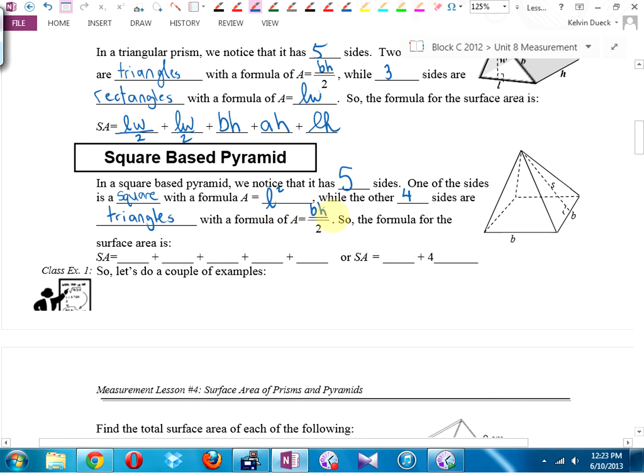So this particular shape here, using the letters that they gave you here, what's the surface area? What's the surface area of the floor? So it's going to be b squared plus, what's the area of this triangle here? Well, it's base times height divided by 2. And then another one, this front triangle here is base times height divided by 2.